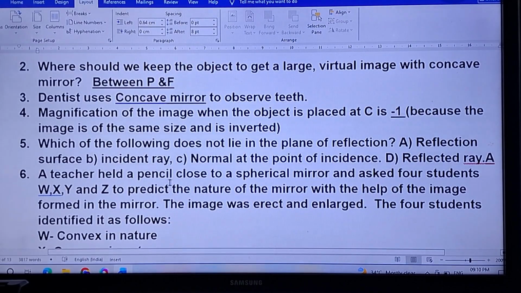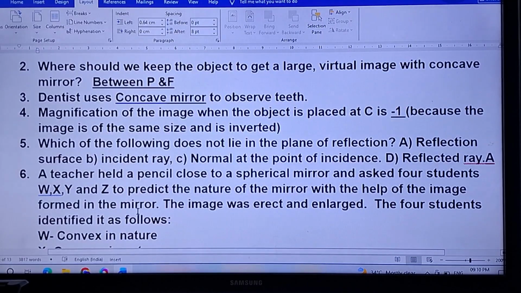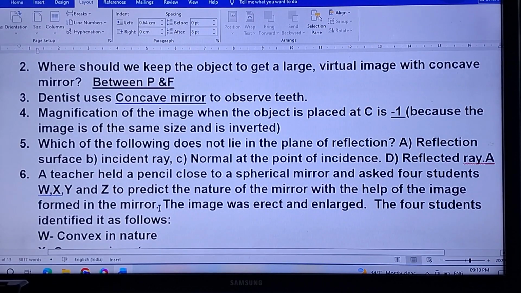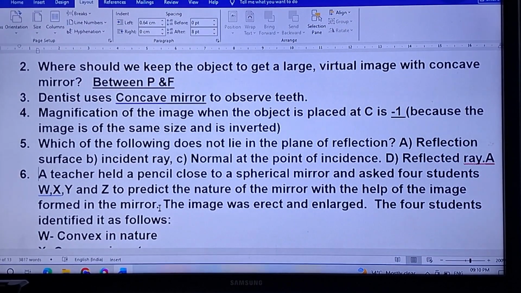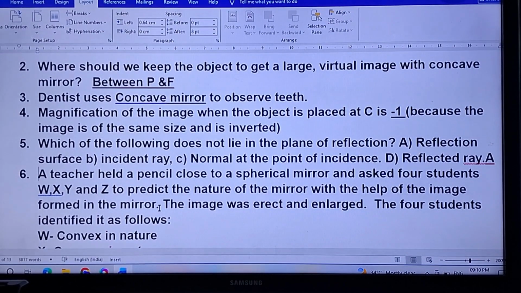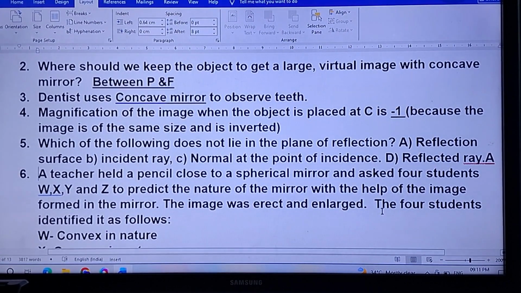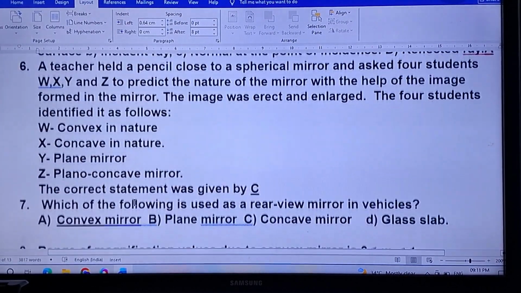A teacher held a pencil close to a spherical mirror and asked four students, W, X, Y, and Z, to predict the nature of the mirror with the help of the image formed. He placed a pencil in front of the mirror, and he said the image was erect and enlarged. Then he asked the four students to identify the mirror.